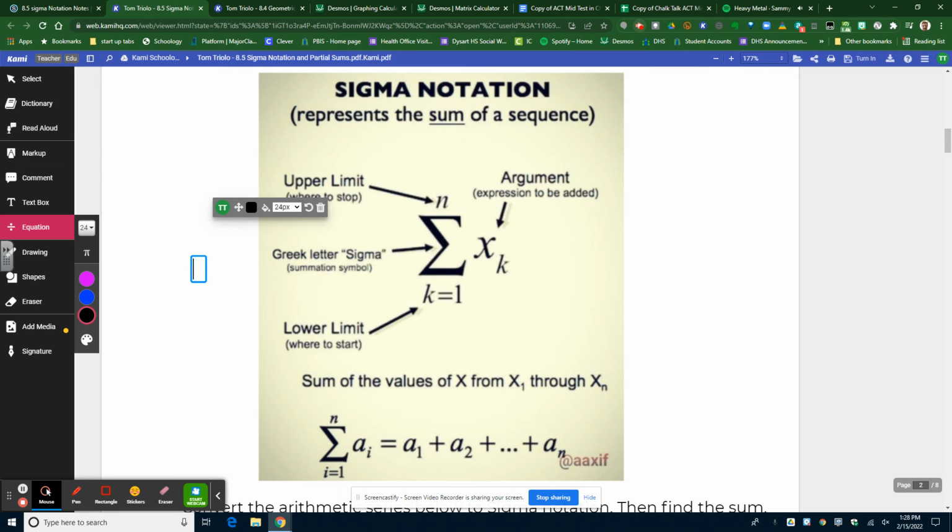All this is k equals 1, that is a sub 1. This is the subscript. Upper limit means we're going to start here and finish there. That's all. The arguments for right now will be either arithmetic or geometric sequences. That's it. Okay, so we're going to use the explicit rule for either one of those.